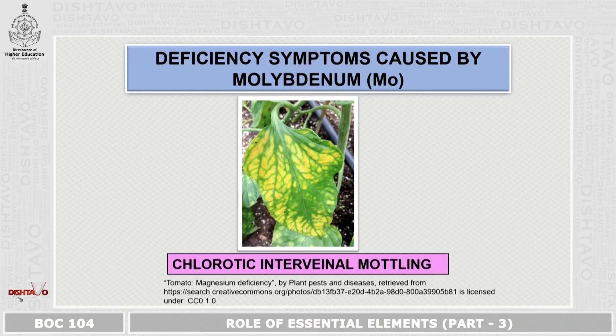Now in this image we can see the chlorotic interveinal mottling which is taking place. So you can see the chlorotic patches in between the veins of the leaves.